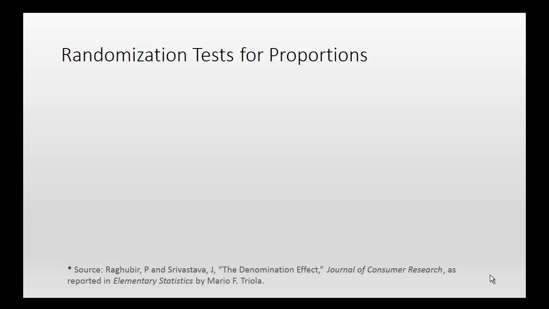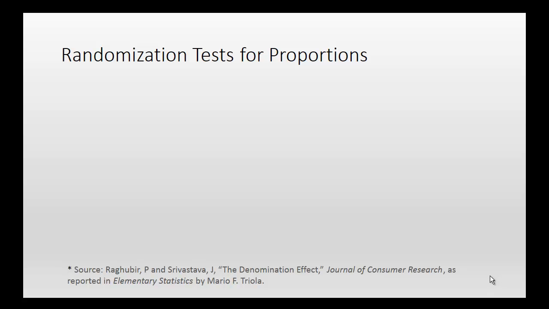Hi everybody. I want to show you how to do a randomization test for proportions. What that essentially means for us here is that we've got two groups that we want to compare, and the outcome that we're measuring for the individuals in each group is a binary variable, which will lead us to proportions, and we want to learn how to compare them.